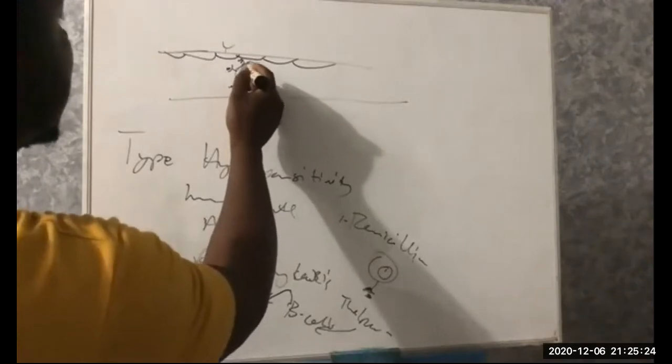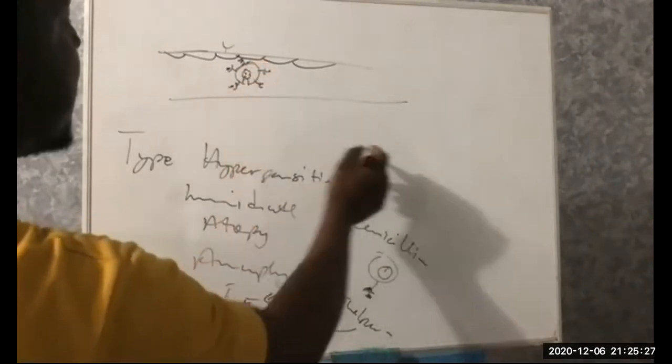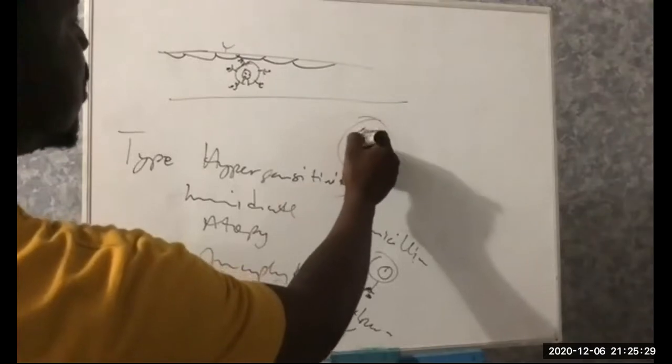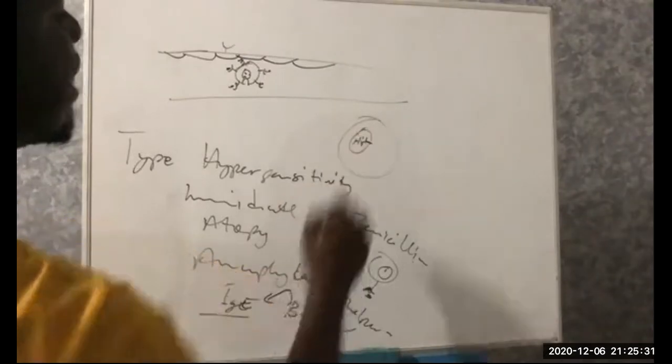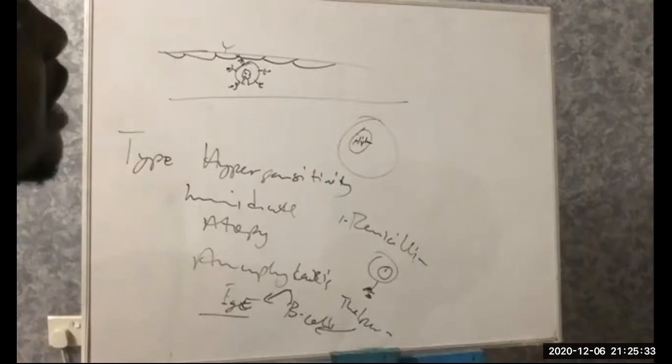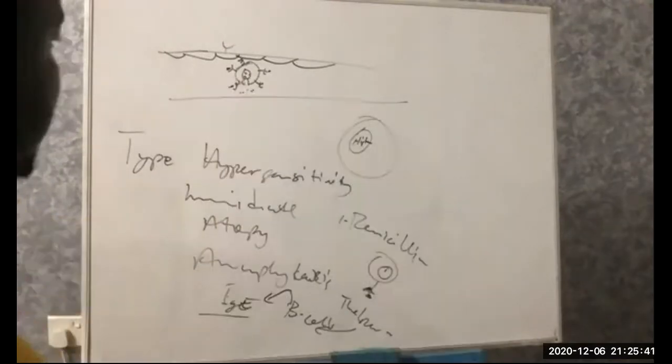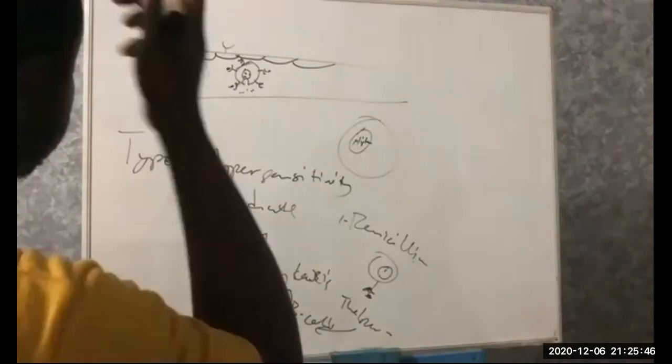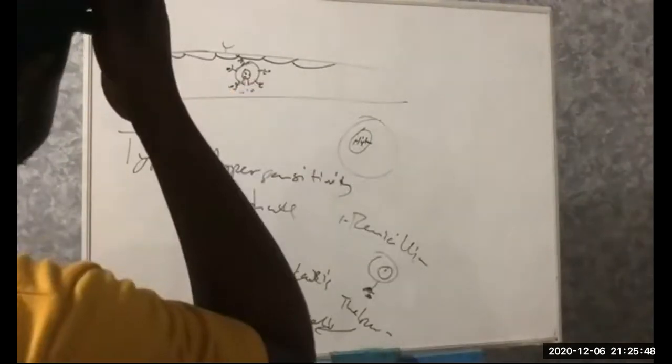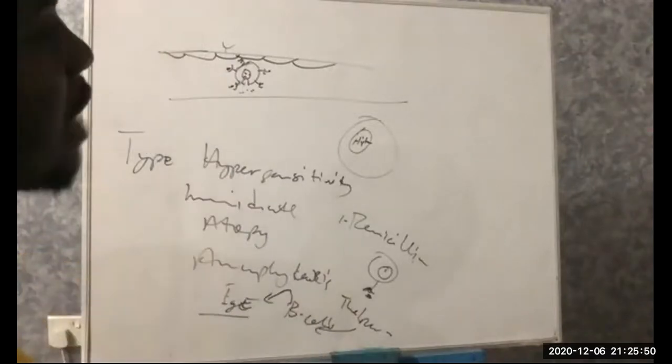Inside the mast cell, they have vesicles which contain histamine. Not only histamine, they contain serotonin, bradykinin and other substances. But histamine is the most important thing you should understand. So this histamine will be released into the blood. Now, one function of histamine is that it causes vasodilation. So it will cause the vessels to dilate.